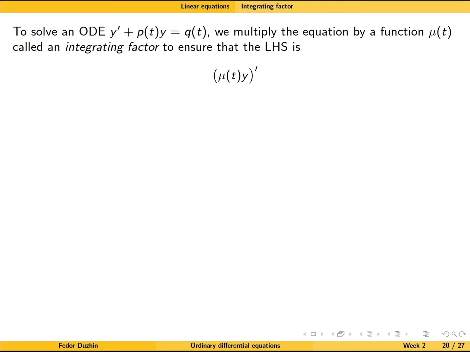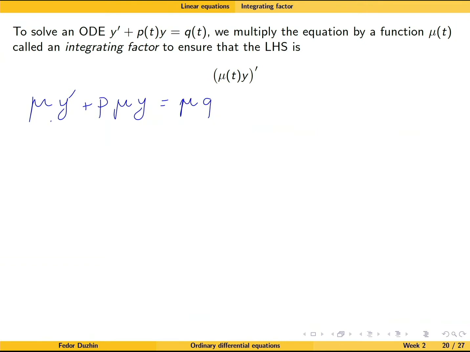And so we are going to multiply it by some function mu of t that is called an integrating factor, so that the left hand side becomes of the right form. In other words, we're going to multiply the original differential equation by this mu of t, so that the left hand side becomes mu y prime plus p mu y equals, now the right hand side is q of t instead of g of t, so it's mu q.